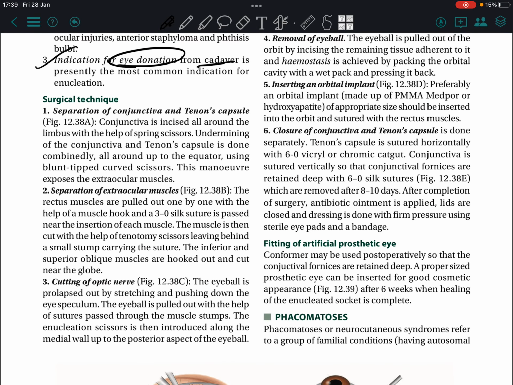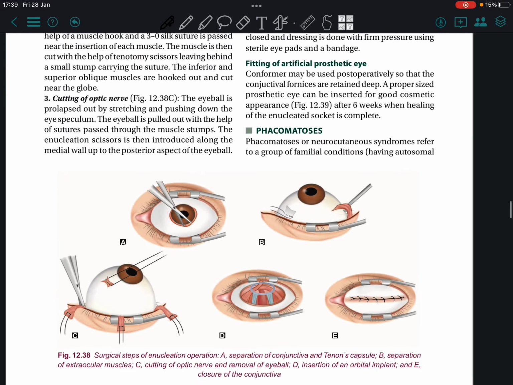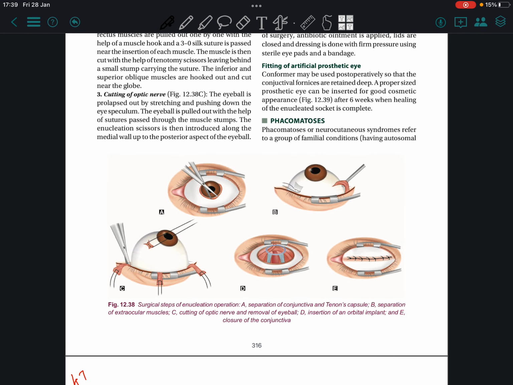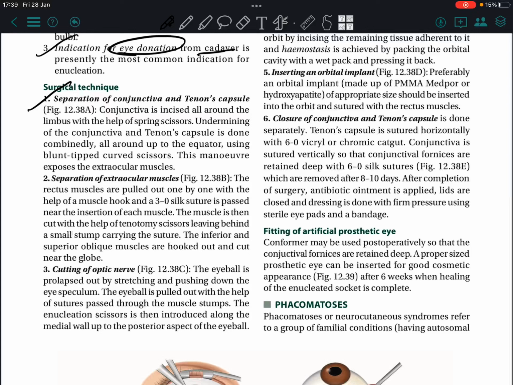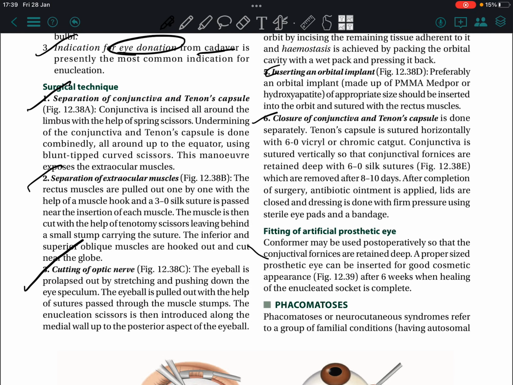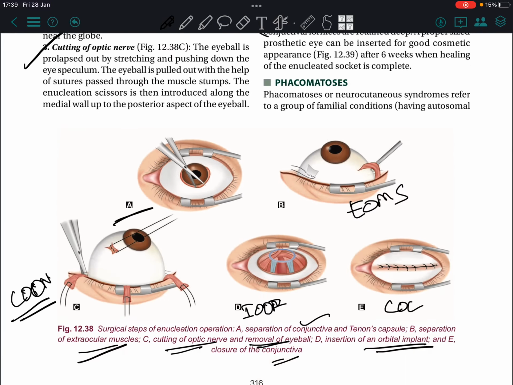Surgical technique of the enucleation operation: separation of conjunctiva and Tenon's capsule, separation of extraocular muscles, cutting of the optic nerve and removal of the eyeball, insertion of orbital implant, closure of conjunctiva, and fitting of an artificial prosthetic eye.